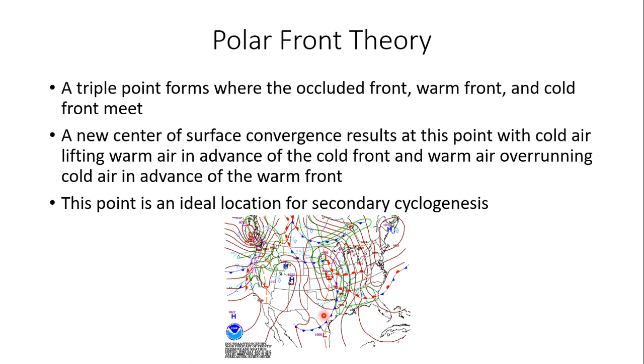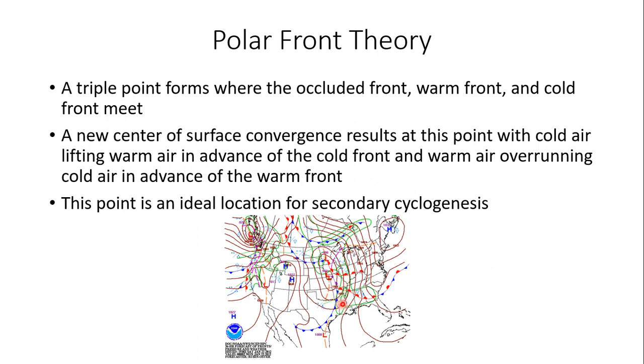Sometimes you can get a new center of surface low-level convergence or low pressure that could form at that triple point, with cold air lifting warm air in advance of the cold front and warm air overrunning cold air in advance of the warm front. And this is an ideal location for secondary cyclogenesis, or the development of a new low pressure area.